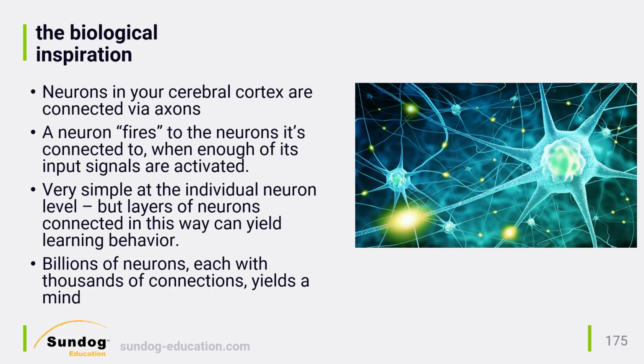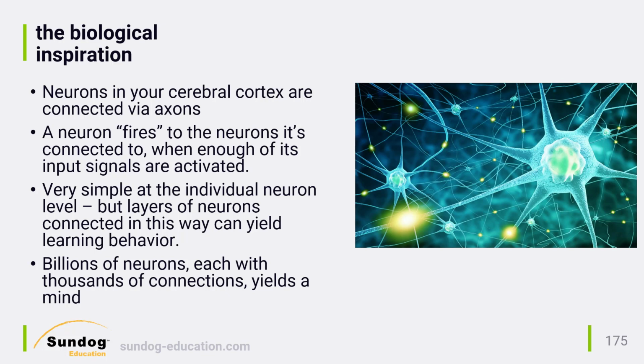Now, an individual neuron will fire, or send a signal to all of the neurons that it's connected to, when enough of its input signals are activated. At the individual neuron level, it's a very simple mechanism. You just have this neuron that has a bunch of input signals coming into it, and if enough of those input signals reach a certain threshold, it will in turn fire off a set of signals to the neurons that it is connected to as well.